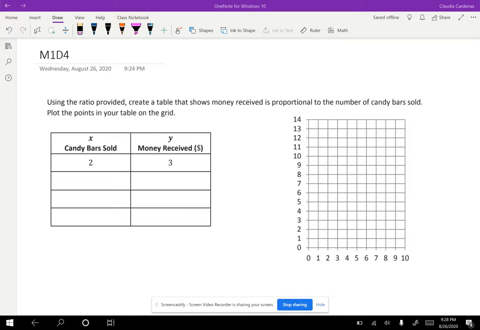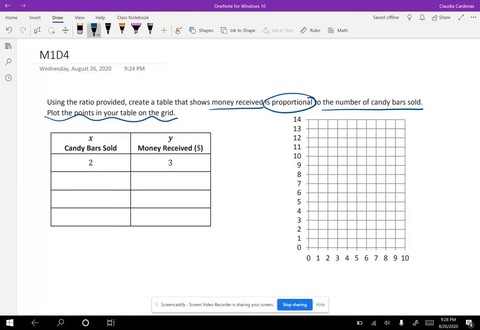Okay, so now that we've already read the problem once, you know the drill. I'm going to read it one more time just to stamp important information. This time, please pay close attention to what the problem is asking us to find. So using the ratio provided, create a table that shows money received is proportional to the number of candy bars sold. Plot the points in your table on the grid.